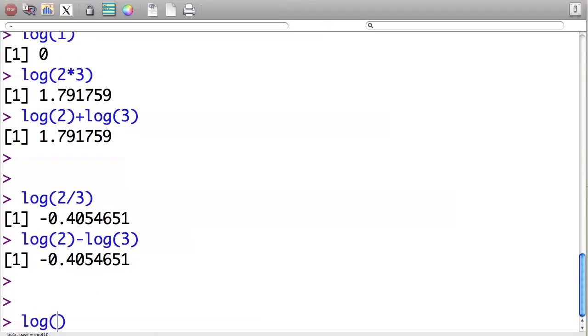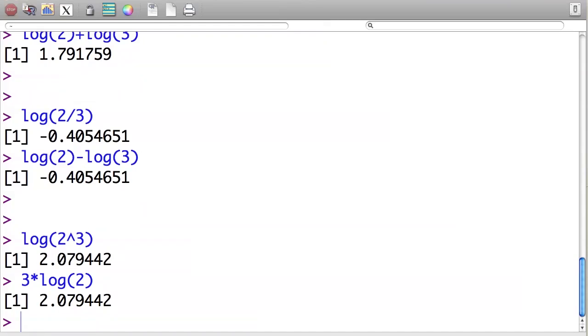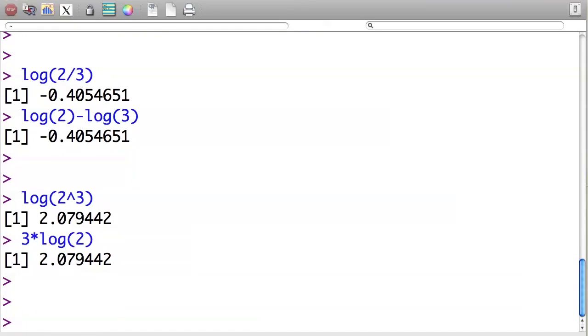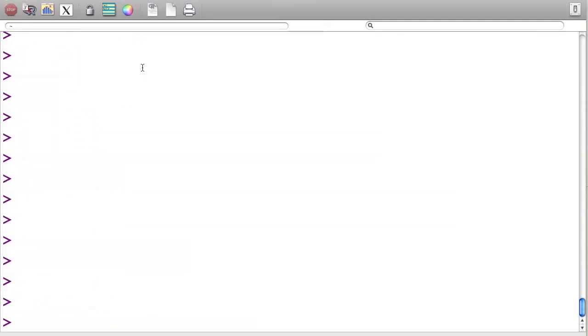Also, if you want the log of any number to some power, that is equal to the exponent times the log of the number. One important thing to remember is that log breaks up products and not sums. So log of 2 plus 3 is not log 2 plus log 3.